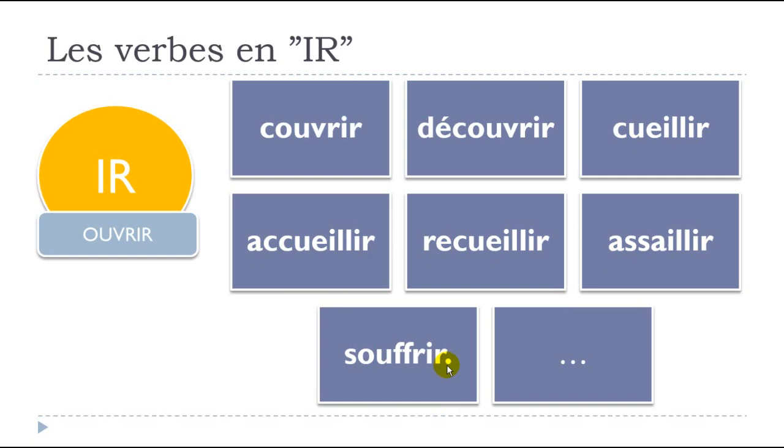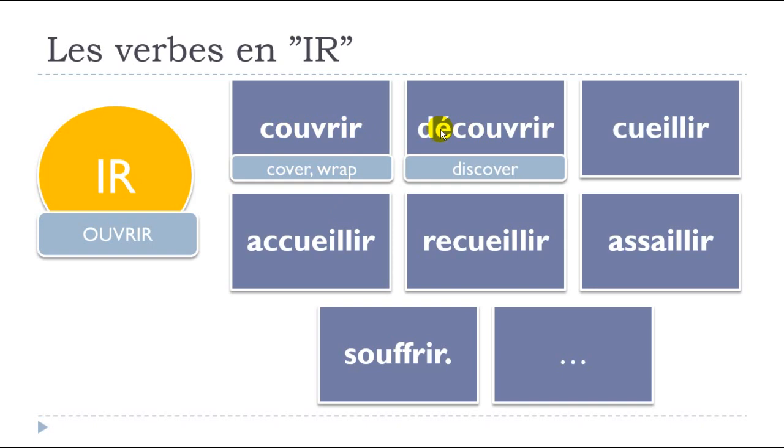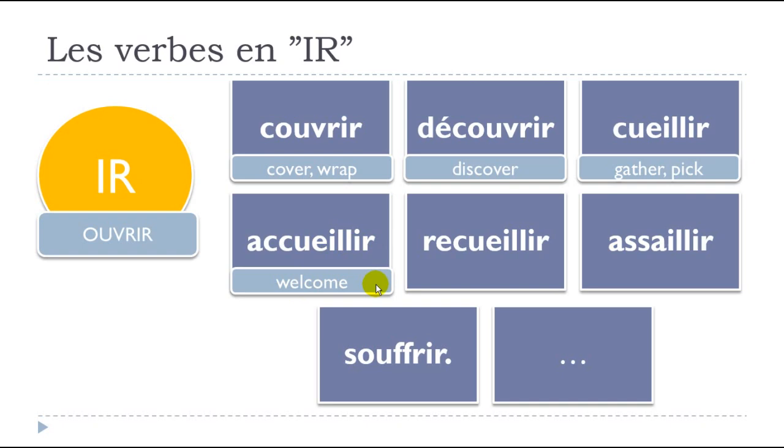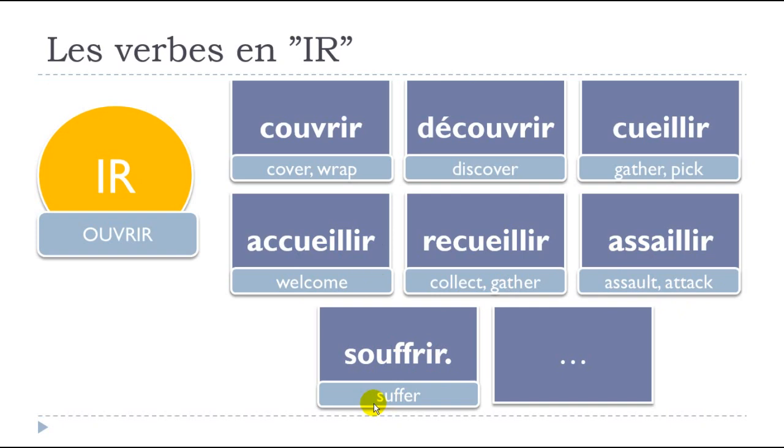And of course, as in most of the cases, I try to give you the translation, and here it goes. So couvrir means to cover or to wrap. Découvrir, to discover. Cueillir, gather, pick. Accueillir, welcome. Recueillir, collect, gather. Assaillir, assault, attack, and then souffrir, to suffer. Okay, so these verbs here will be conjugated the same way ouvrir is. And it's not that difficult.